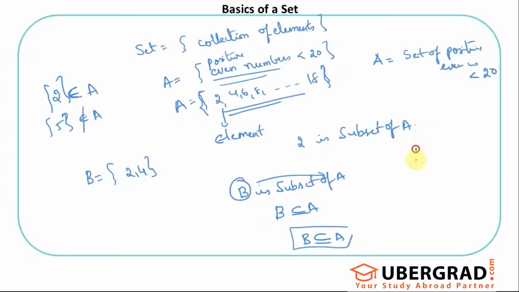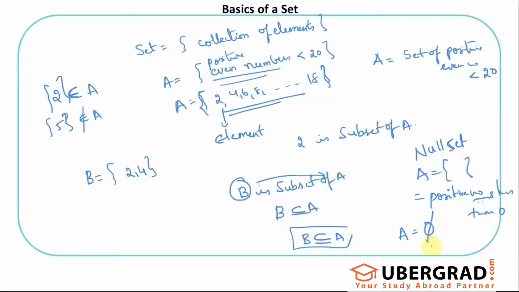I can also have a null set, right? That is also a possibility. That is, there is a set A which has no element in it. And if I define set A as positive numbers less than 0, right, is there any number which is positive and that is less than 0? No, right? So basically I should put it like this: A is a null set. So basically that is the symbol I use. I put that this is a null set, so that I understand, okay, there is no element in this set A, right?